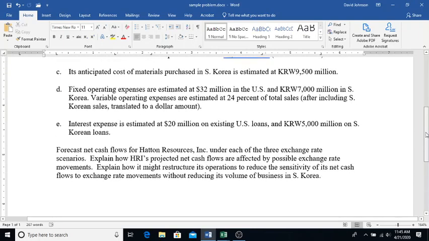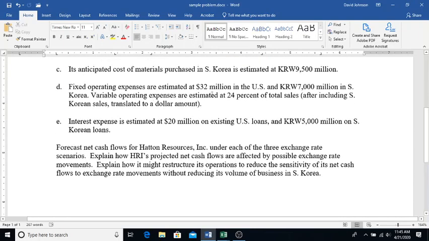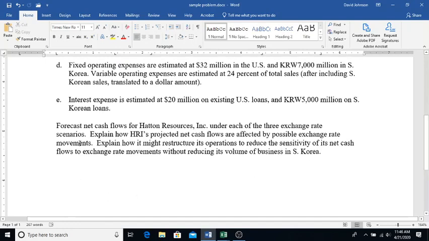And now we have information on fixed operating expenses, both in U.S. dollars and in Korean won. And we have variable expenses that are estimated as a percentage of sales. We're going to figure the variable operating costs after we convert the sales to U.S. dollars, and then we'll figure the variable expenses in dollars. Also required, by the way, is interest expense estimated at $20 million on existing U.S. loans and 5,000 million won on South Korean loans.